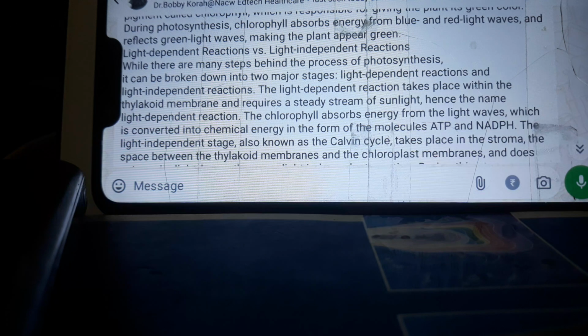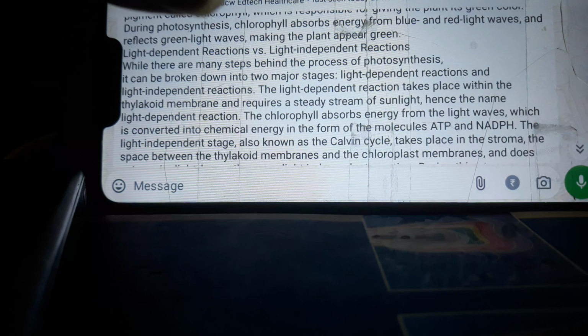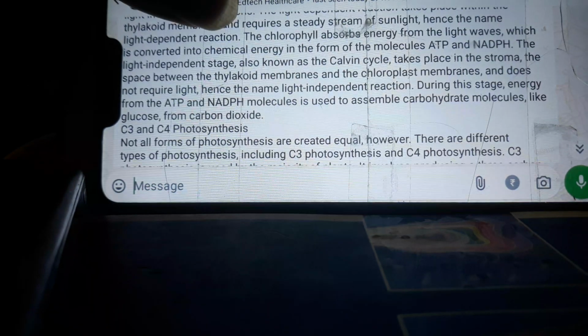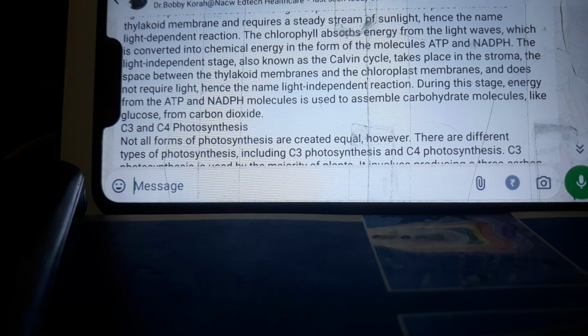appear green. So while there are many steps behind the process of photosynthesis, it can be broken down into two major stages: light-dependent reactions and light-independent reactions. The light-dependent reaction takes place within the thylakoid membranes and requires a steady stream of sunlight, hence the name light-dependent reaction. The chlorophyll absorbs energy from the light waves, which is then converted into chemical energy in the form of molecules, ATP and NADPH, that's adenosine triphosphate and NADPH.